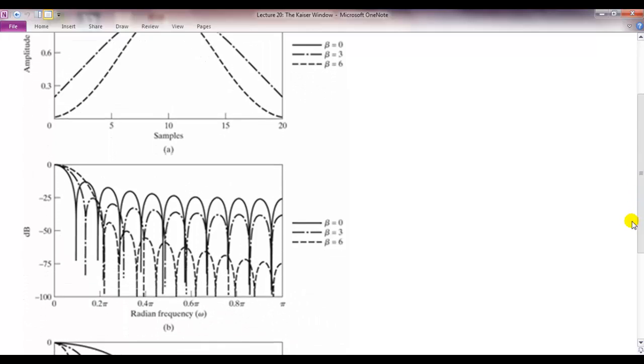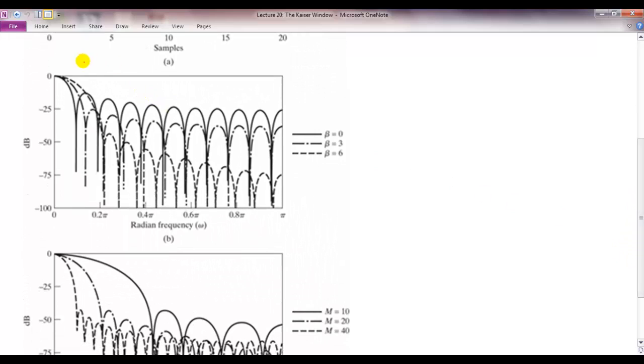And as we discussed earlier, as you increase your value of beta, your side lobes go down and your main lobe width increases. So that's the effect: for beta, your side lobe goes down and your main lobe widens.